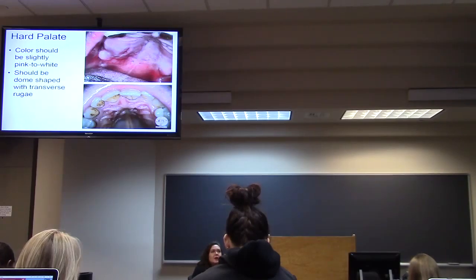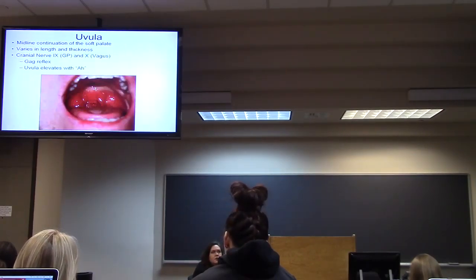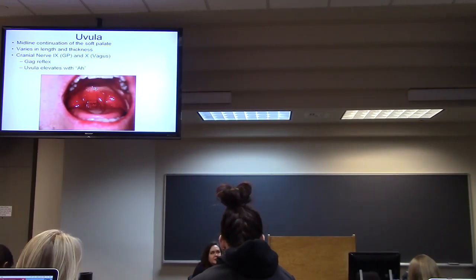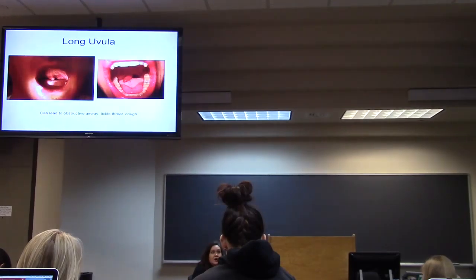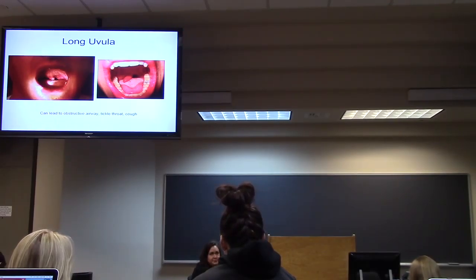Hard palate should be nice and light, kind of a pink to white color, dome-shaped. Then the soft palate and the uvula, and you have them say, ah, you're testing their vagus nerve and their glossopharyngeal nerve, their gag reflex. The uvula can be longer, it's just a normal variant. It can cause a cough, like here's a long uvula, it's just flopped and sitting on the back of the tongue. I know, isn't that weird?